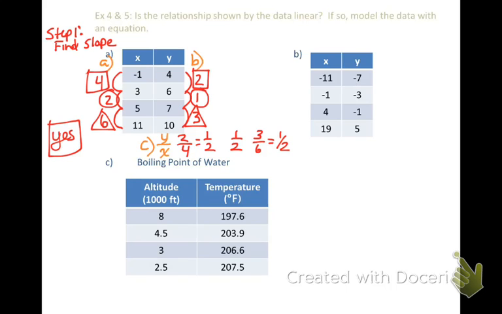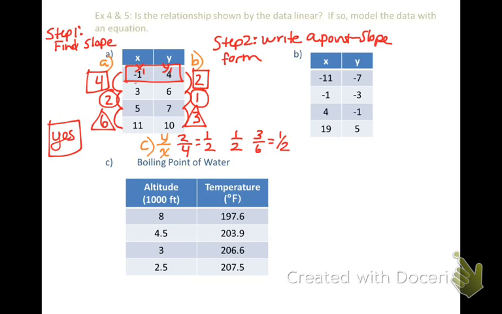Step 2: write a point-slope form. So I'm going to use the top numbers in my table as my x1 and y1. So this is going to be my x1 and y1. Please use that for all of them. For your homework, just use the top numbers.